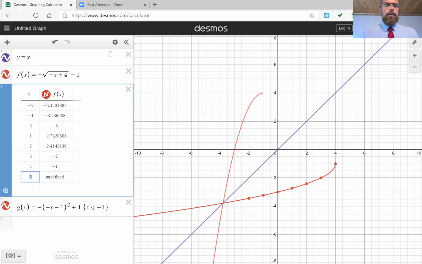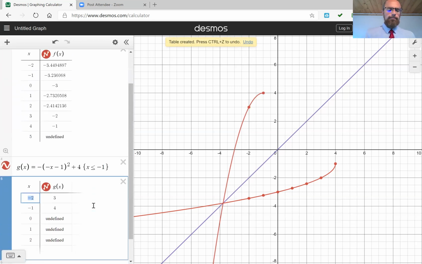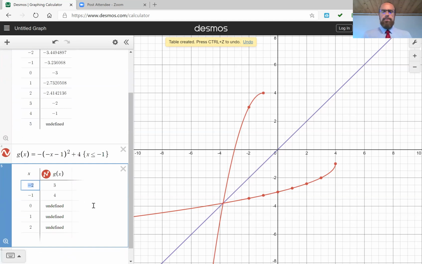I'm also going to create a table for the quadratic inverse. And remember, we've limited our domain. So what I'm seeing there is that all these values past -1 don't have defined outputs. So I can record for 0 and onward in the table undefined, all the way through 5. In fact, that one's undefined all the way to positive infinity, past -1.